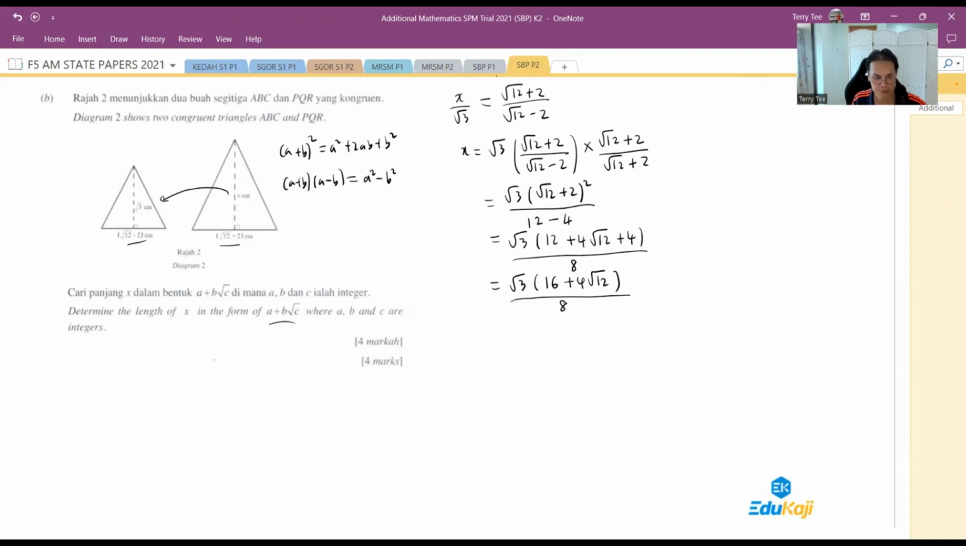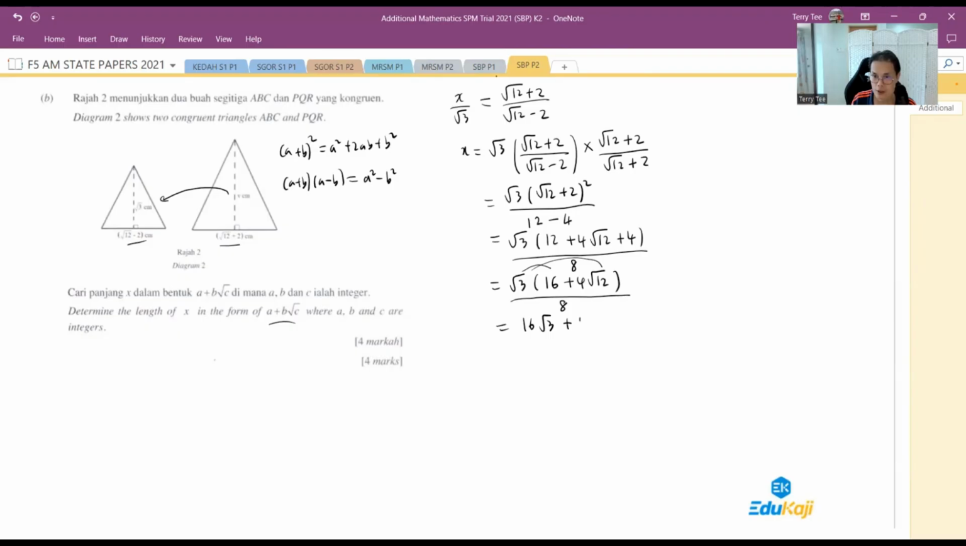Okay, now I think we can still simplify this. So I'm going to multiply this surd 3 inside 1 by 1. So when you times in, this will be 16 surd 3. And surd 3 times surd 12 is surd 3 times 12. Keep the 4 in front.